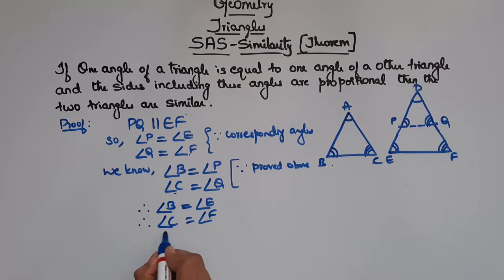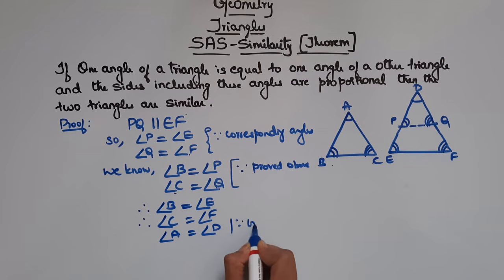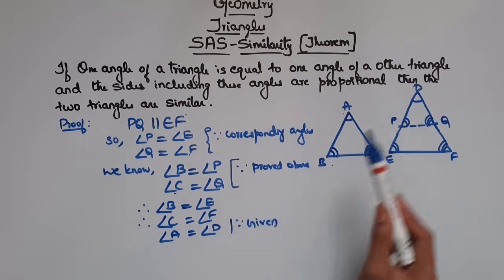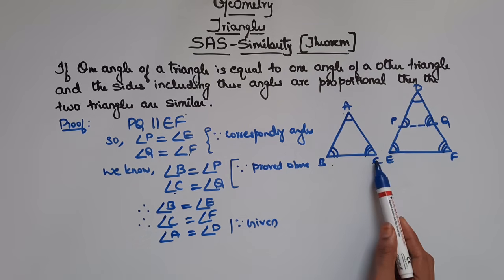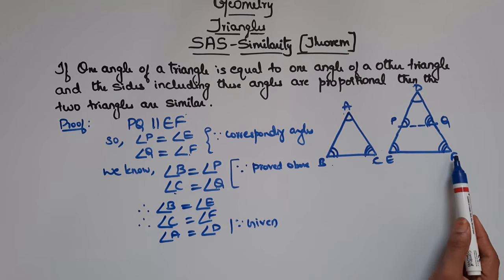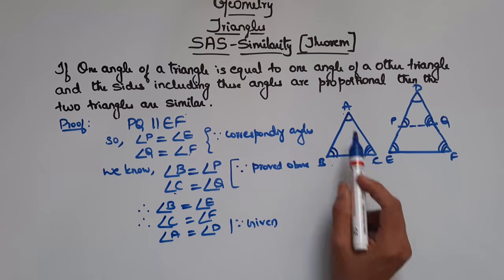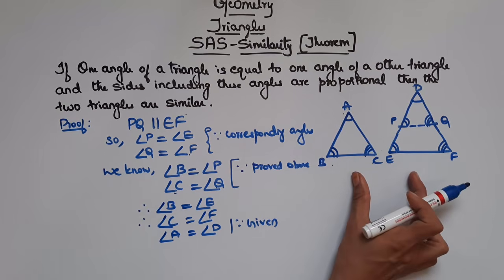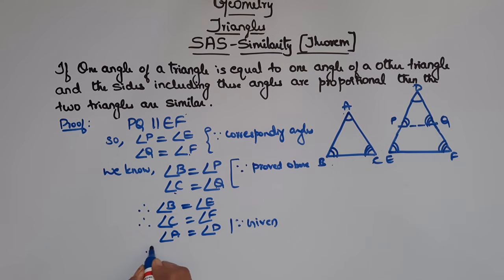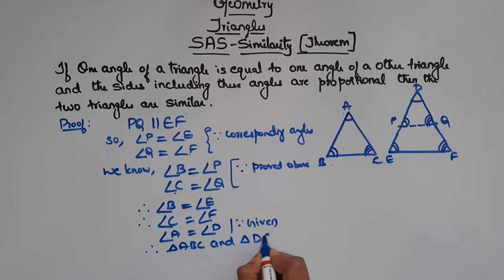So now we have angle B is equal to angle E and angle C is equal to angle F. And we already know angle A is equal to angle D from given, right? So now we have angle A is equal to angle D, angle B is equal to angle E and angle C is equal to angle F. That is, these two triangles are equiangular. That is, the corresponding angles of these two triangles are equal. So therefore, triangle ABC and triangle DEF are equiangular.